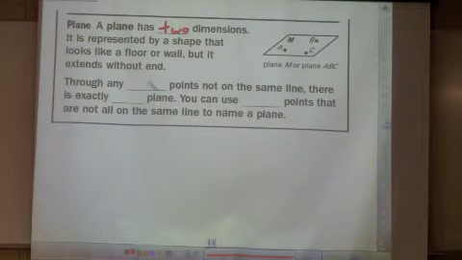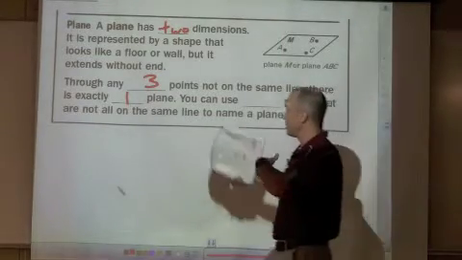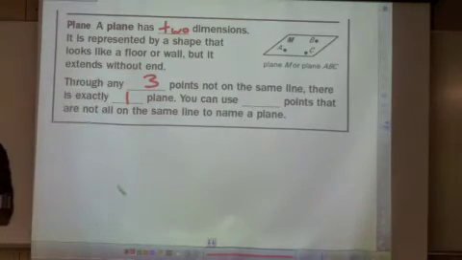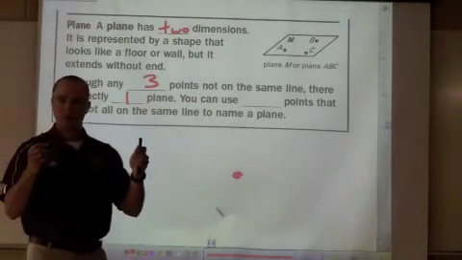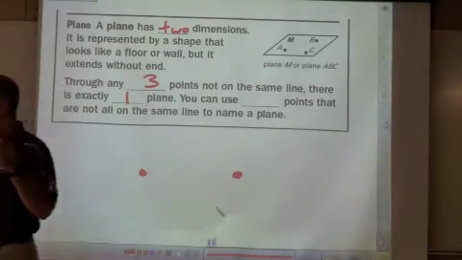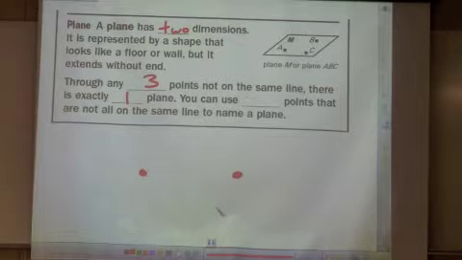Through any 3 points not on the same line, there's exactly one plane. So you need 2 points to make a line. You need 3 points to make a plane. How come I couldn't just do it with 2 points? What do you think? Imagine these are points. Why couldn't I build a plane with just 2 points?